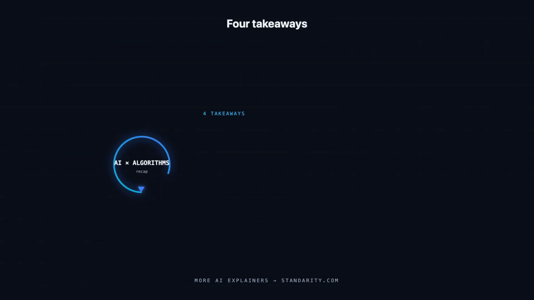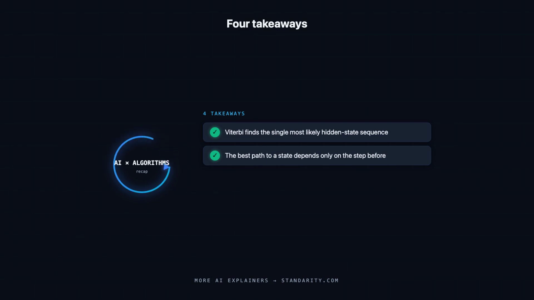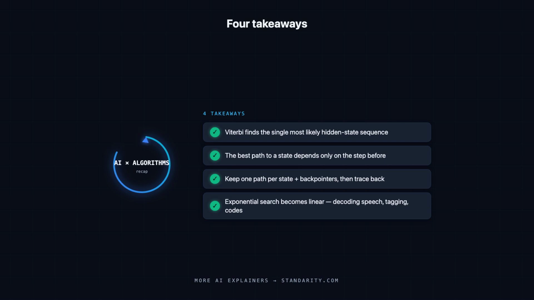Alright, four takeaways worth keeping. The Viterbi algorithm finds the single most likely sequence of hidden states behind a sequence of observations. Its insight is that the best path into any state depends only on the best paths one step earlier, so it builds up incrementally. At each step it keeps just the best path per state plus a backpointer, then traces those pointers back to recover the whole chain. That turns an exponential search into a fast linear decode, powering speech, tagging, and error correction.